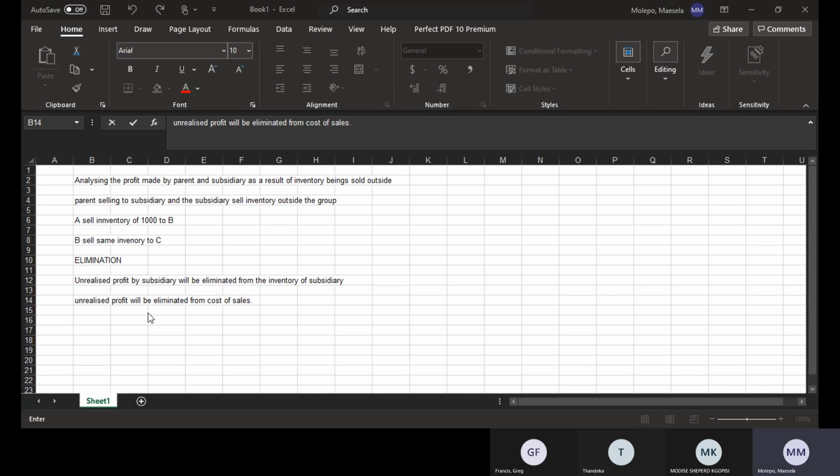So the total sales to B Limited during 2008 amount to 100,000. So it means in this case, A sold some of the inventories to B Limited to the value of 100,000. So the sales is 100,000, and on the other side, in the books of B Limited, we'll have purchases of 100,000.